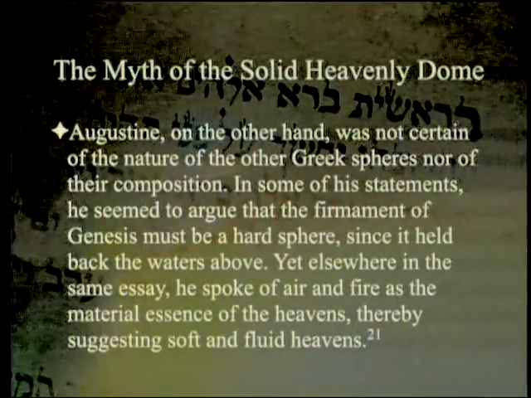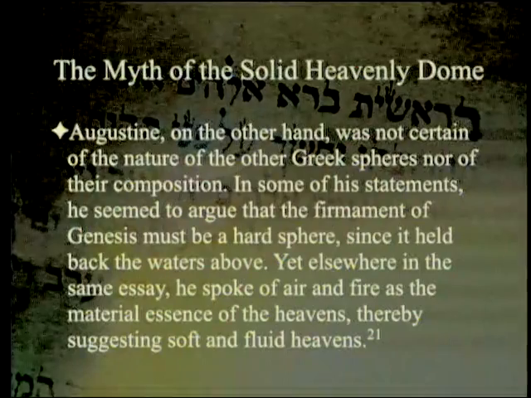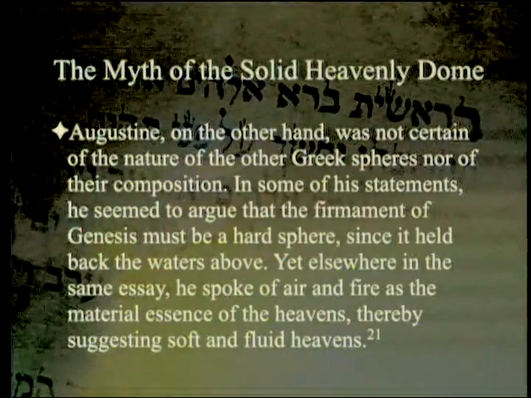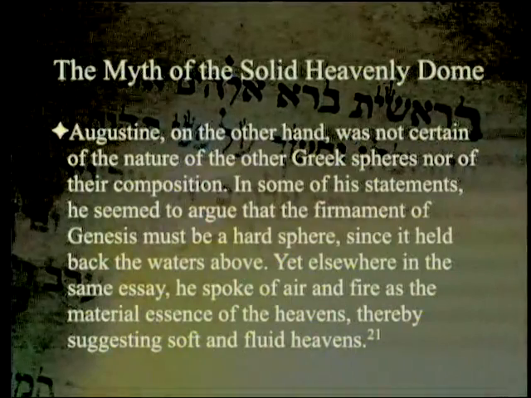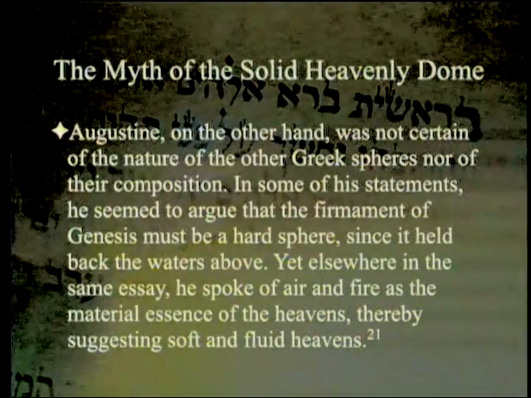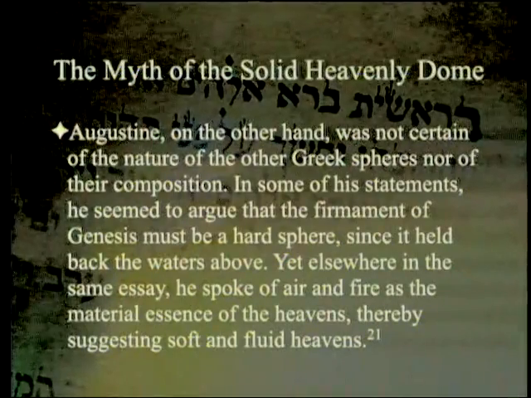Augustine, on the other hand, was not certain of the nature of the other Greek spheres nor of their composition. In some of his statements, he seems to argue that the firmament of Genesis must be a hard sphere since it held back the waters above. Yet elsewhere in the same essay, he spoke of air and fire as the material essence of the heavens, thereby suggesting soft and fluid heavens.